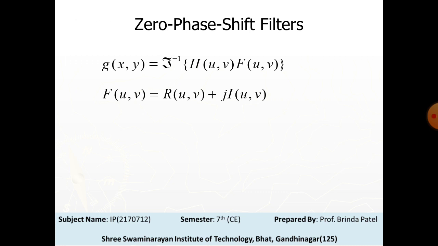Because the DFT is a complex array, we can express it in terms of its real and imaginary parts, which is F(u,v) equal to R(u,v) plus jI(u,v). So here g(x,y) is equal to the inverse of H(u,v)R(u,v) plus jH(u,v)I(u,v). The phase angle is not altered by filtering in the manner just described, because H(u,v) cancels out when the ratio of the imaginary and real parts is formed in this equation. So filters that affect the real and imaginary parts equally, and thus have no effect on the phase, are appropriately called zero phase shift filters.